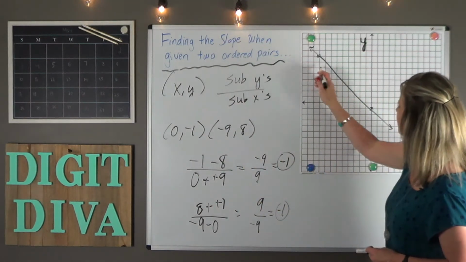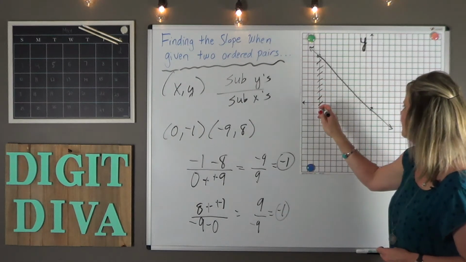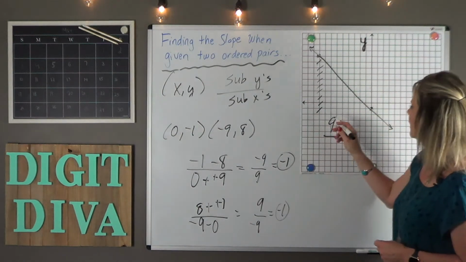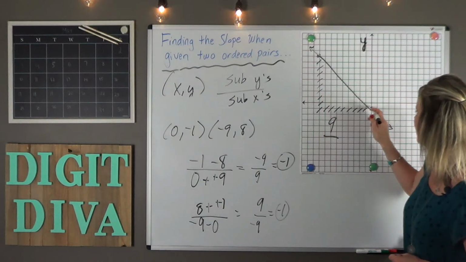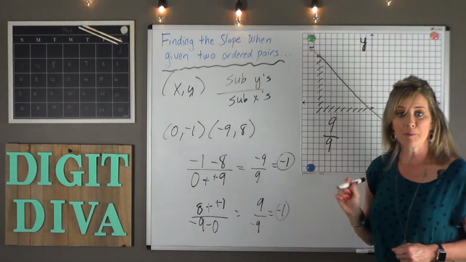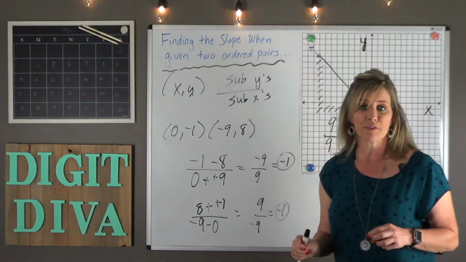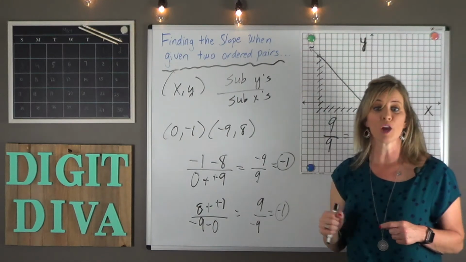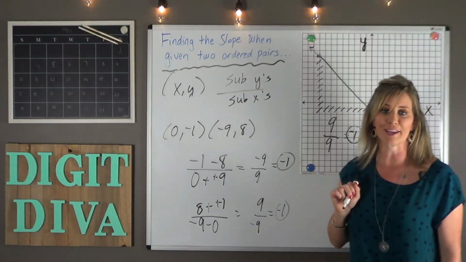So I would count down 1, 2, 3, 4, 5, 6, 7, 8, 9. I went down 9 units, and I'm going to go over 1, 2, 3, 4, 5, 6, 7, 8, 9. 9 divided by 9 is 1. And you may be thinking, well, you came up with a different slope, but look at the direction of my line. It's a negative slope, so I know that my final answer would be -1.